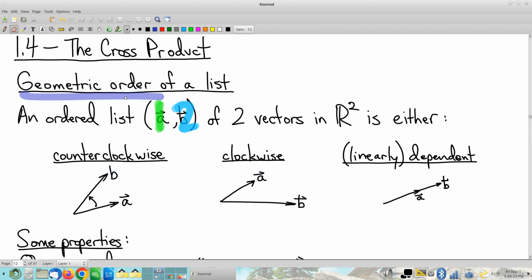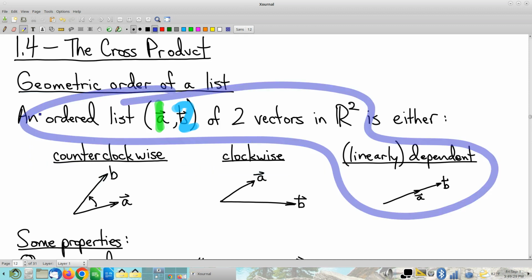Sometimes a list is neither, like this list here, A first, B second. Well, it's neither clockwise nor counterclockwise. And there's other versions of this. Instead of the vectors pointing the same direction, what if they were pointing exactly opposite directions? Again, neither clockwise nor counterclockwise. What if one of them was the zero vector? Again, there's nothing to say there about the order. So there are various different cases where you would say neither.